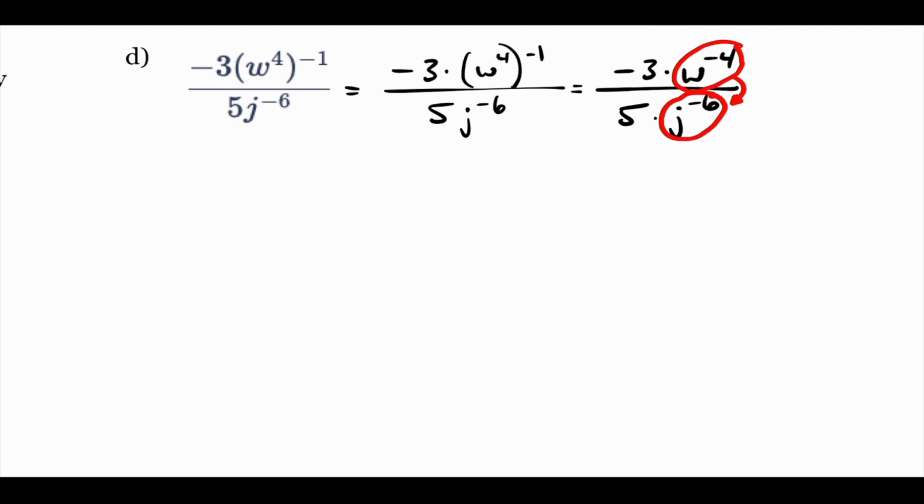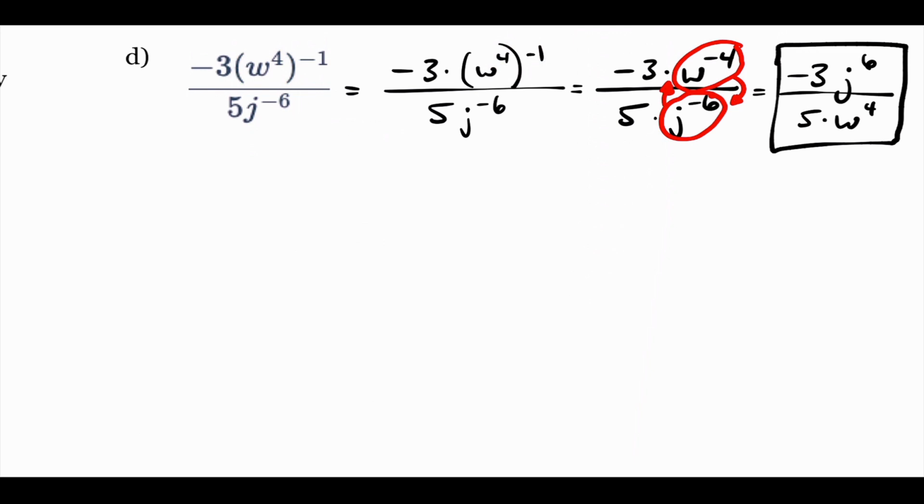Negative exponents next. So I have -3, that stays. Now it's going to be with J to the +6, right? 5 stays on bottom, and it's going to be with W to the 4th power. You're done. J and W are not like bases. These guys are not like bases. They're not the same. So you can't subtract 6 minus 4. You're done.